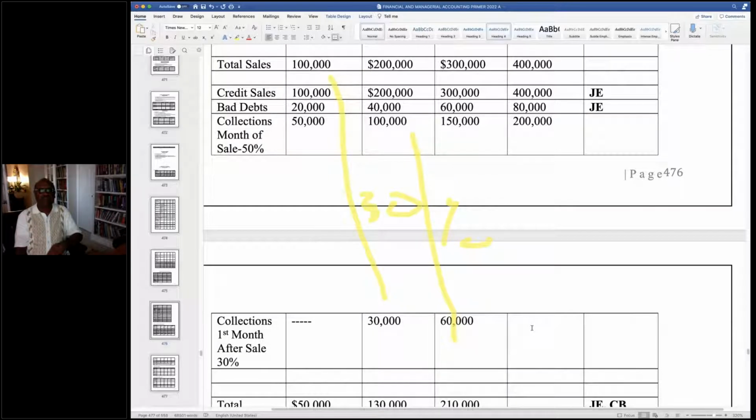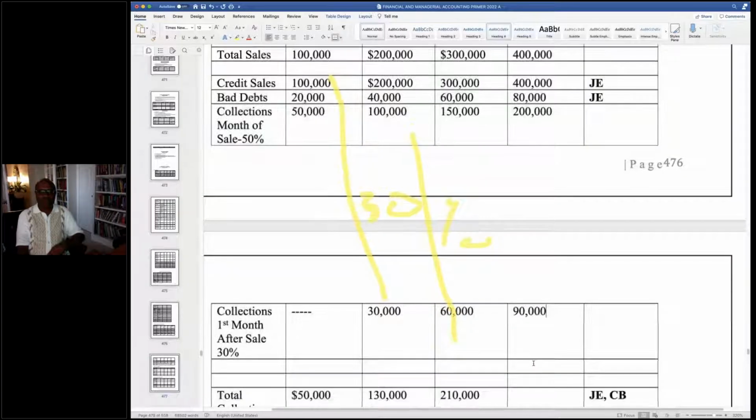90,000. I get 90,000. 300,000 times 30%. I'll take your word for it. So when we add these together, we have what? $290,000.